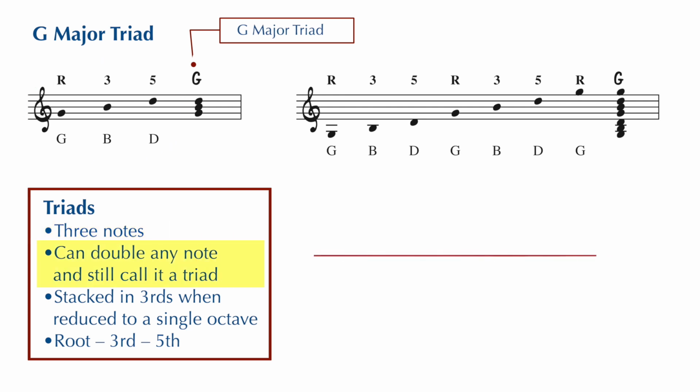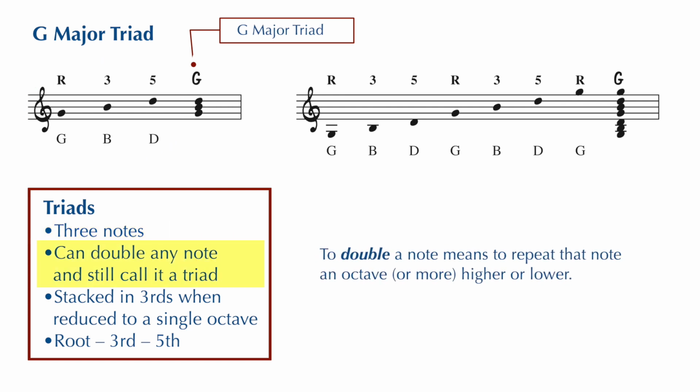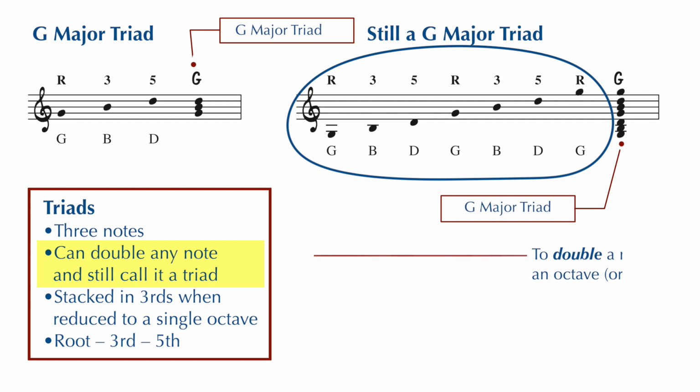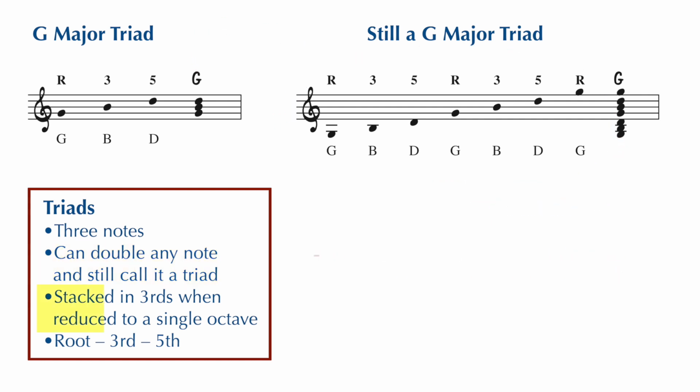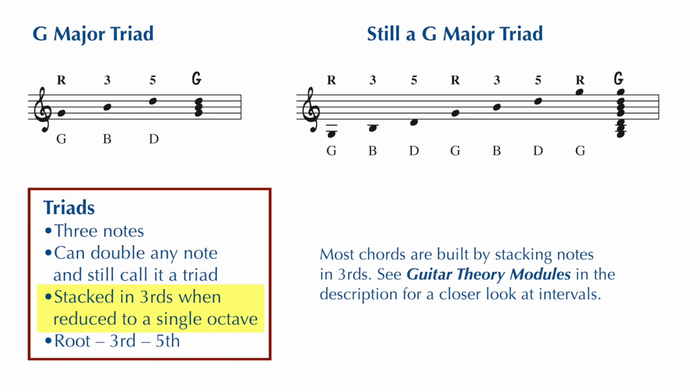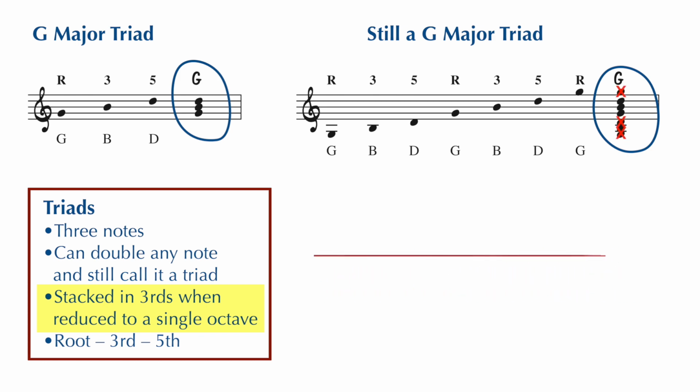You can double any of these notes an octave higher or lower, but as long as you're still looking at G's, B's, and D's only, this is still a G major triad. Another important point about triads is that the notes have to be stacked in thirds when you reduce them down to a single octave. This is a triad with notes stacked in thirds. If we take this bigger G chord and reduce all of our G's, B's, and D's to within an octave of each other, our notes are stacked in thirds.